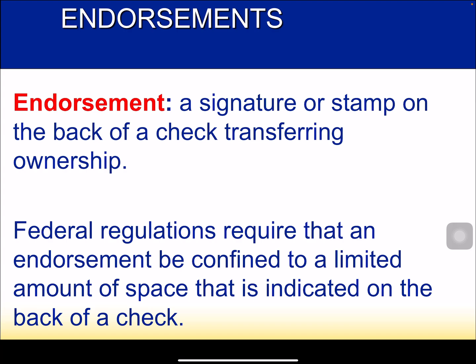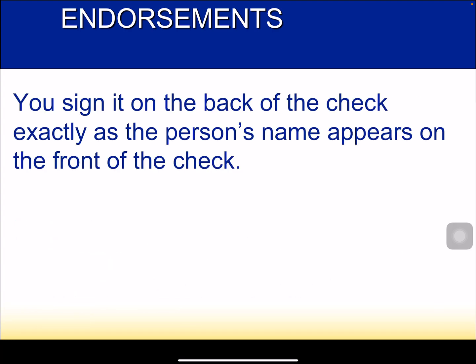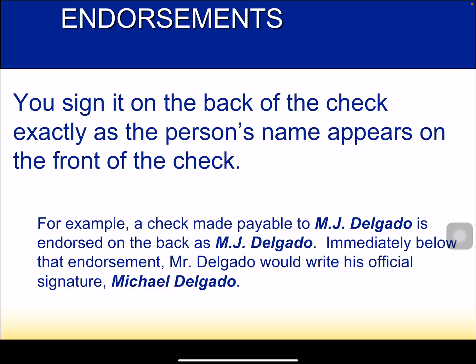Federal regulations require that an endorsement may be confined to a limited area on the back of the check, and this is indicated probably on the top about fourth of the check that you have to sign. You sign it on the back of the check exactly as the person's name appears on the front of the check. For example, a check made payable to M.J. Delgado is endorsed on the back as M.J. Delgado. Immediately below that endorsement, Mr. Delgado would write his official signature, Michael Delgado.